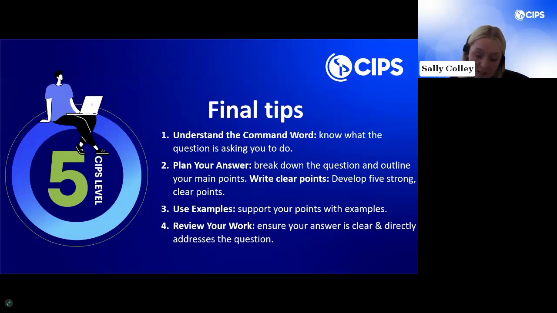Remember, the questions are based on the syllabus. So if you're preparing model answers from the syllabus, the chances are that you are on the right track.